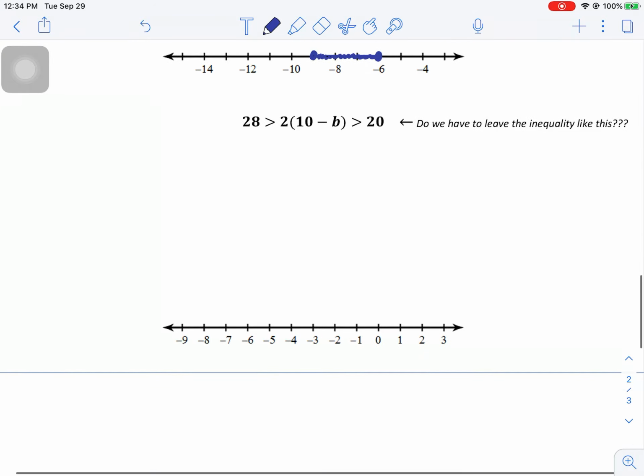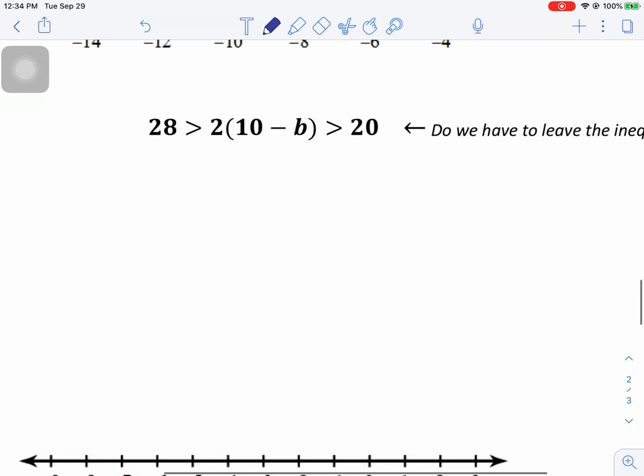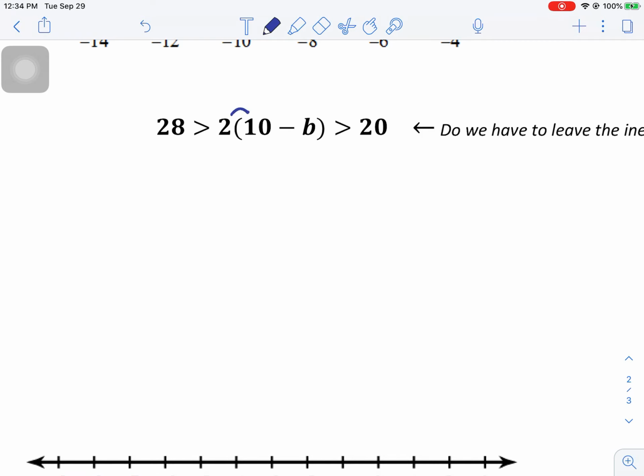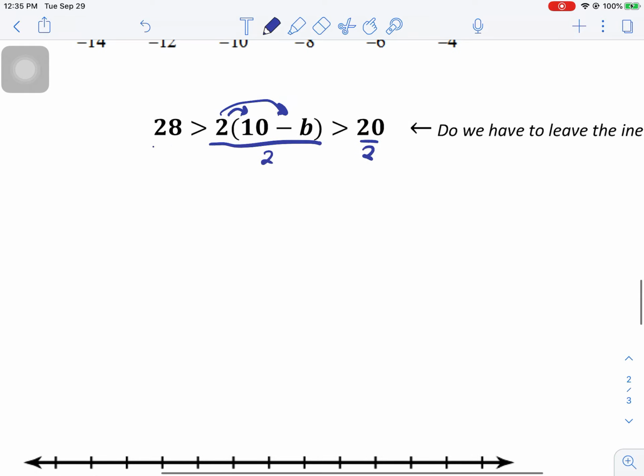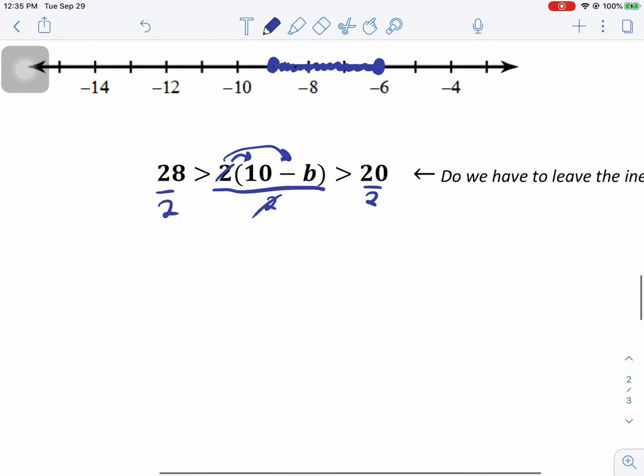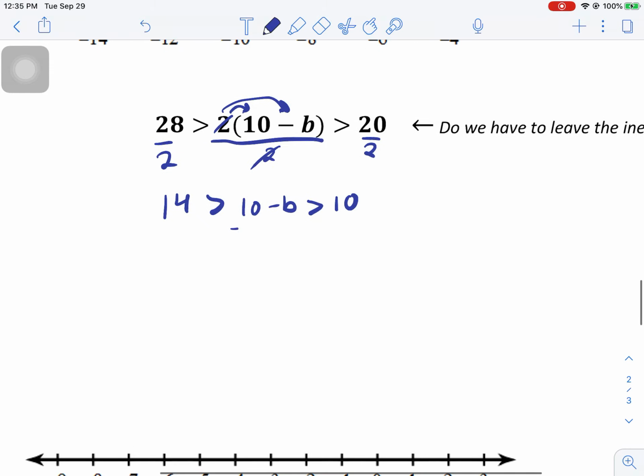All right, last one. Do we have to leave the inequality like this? I actually really like the inequalities like this, so I definitely recommend leaving the inequalities like this. So let's go through and solve. We have options here. We could distribute the 2 inside, or because it's just one term by itself, divide everything by 2. When we do that, that cancels the 2's here. 28 divided by 2 is 14, greater than 10 minus b, greater than 10.